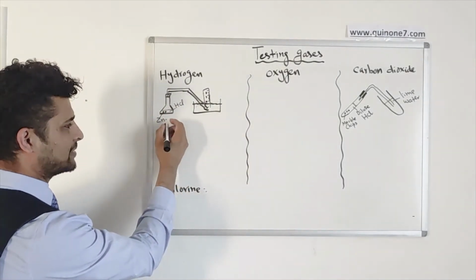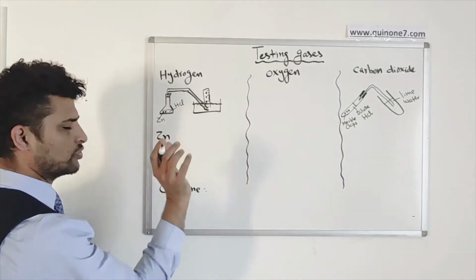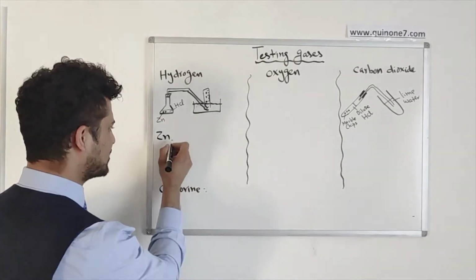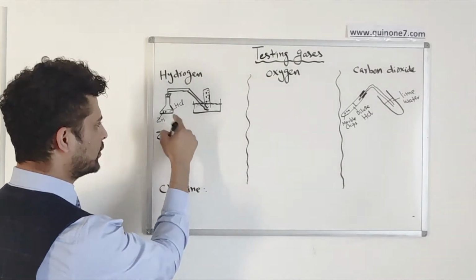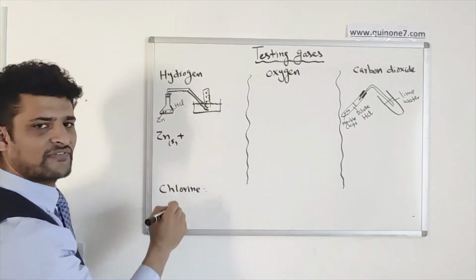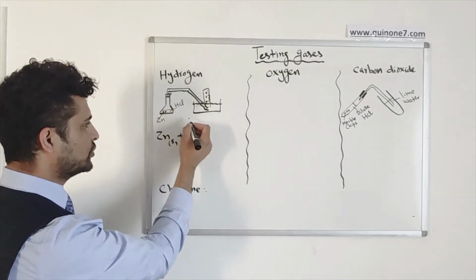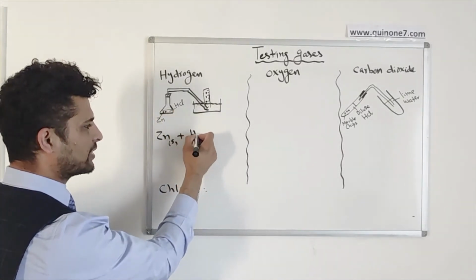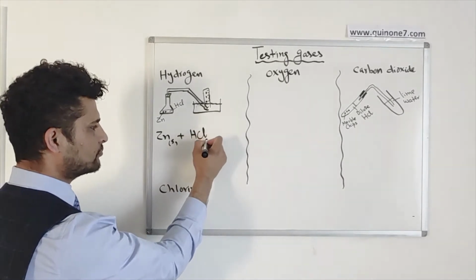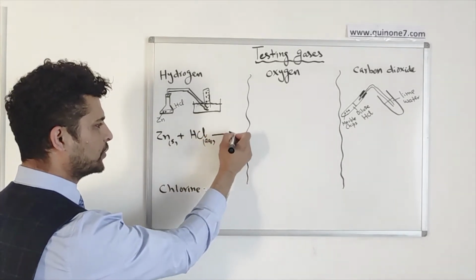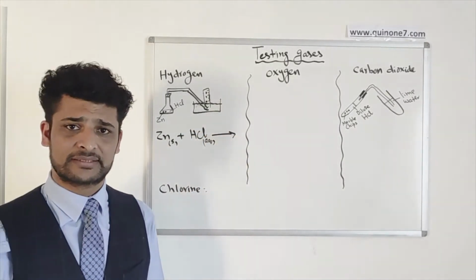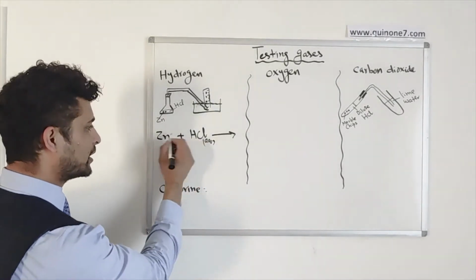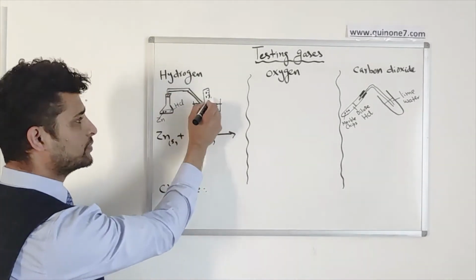So you have zinc metal. You will get small pieces of zinc, which is solid. You're going to put it into a conical flask or any other test tube. You will add hydrochloric acid, which is diluted, and react it with that acid. Once you combine them together, this will produce some bubbles.